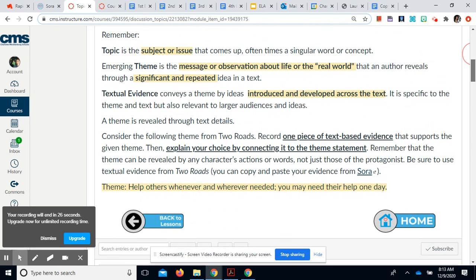is to look at the theme, help others whenever and wherever needed. You may need their help one day. And identify somewhere in 2 Roads a piece of text evidence that supports that theme, and then connect it to the theme. So you are going to use this theme specifically, and you're going to give me a piece of evidence that supports it and tell me why. And that is part of the assignment today.